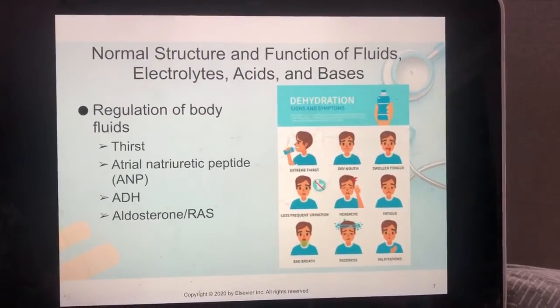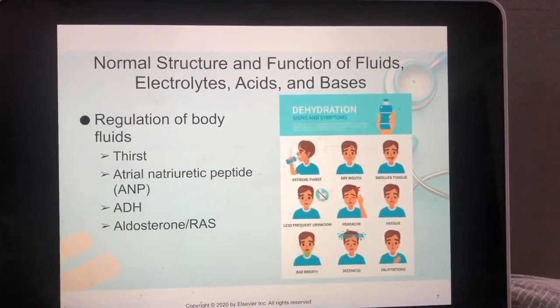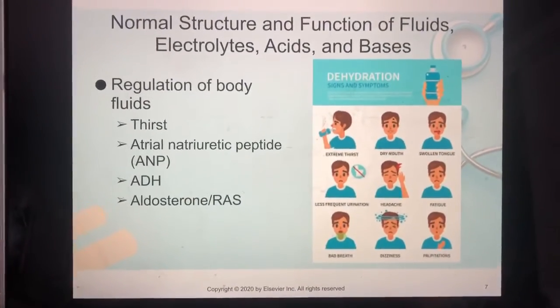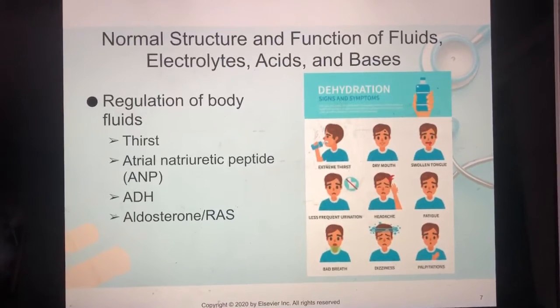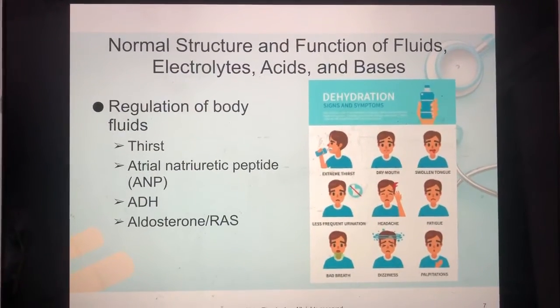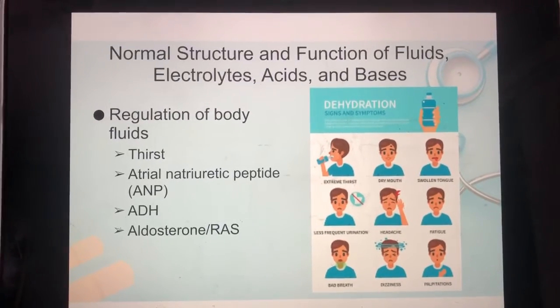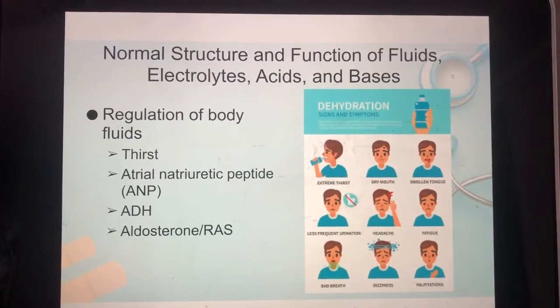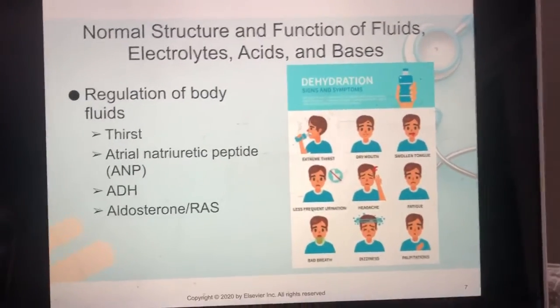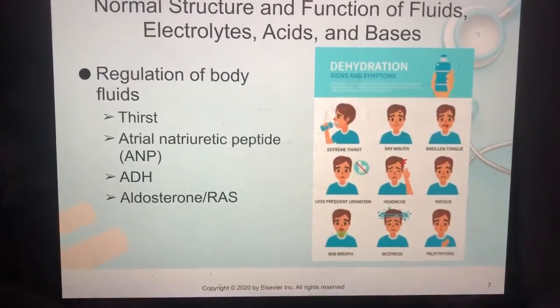And our body regulates fluids through a thirst mechanism, which is triggered in the brain when you're dehydrated. Atrial natriuretic peptide is another heart peptide that will allow for excess sodium excretion, which will decrease our blood volume. Antidiuretic hormone, which we talked about, and aldosterone, or the renin-angiotensin system, which is also talked about more specifically in the other slide.